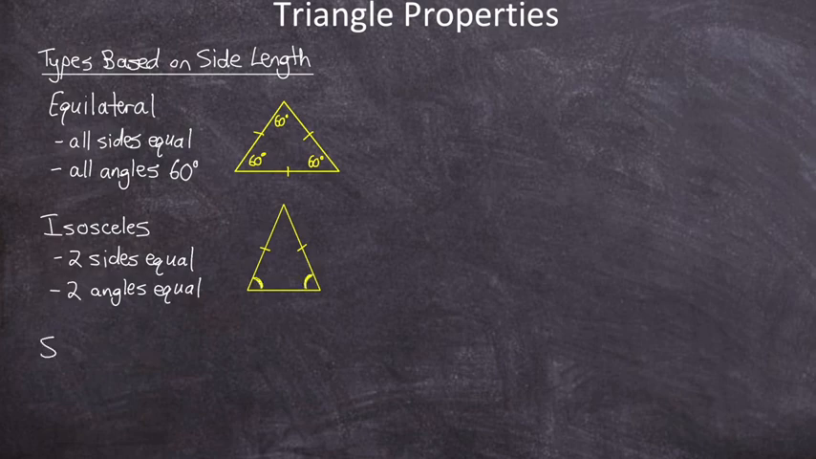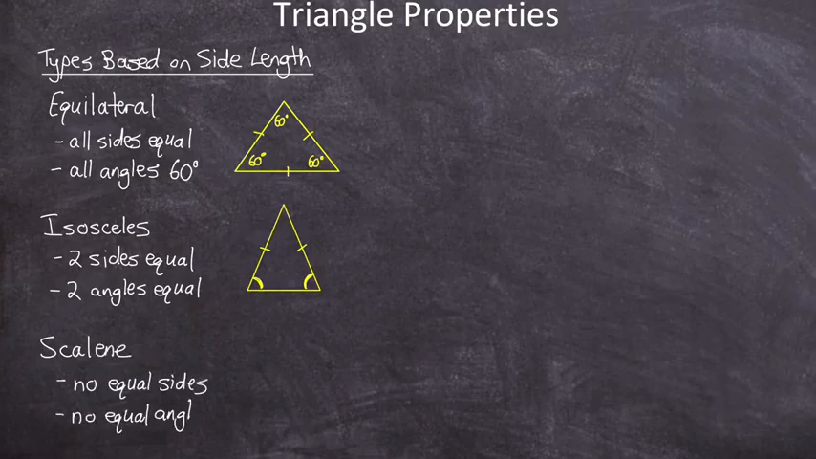And then the third type of triangle is a scalene triangle. Scalene triangles have no equal sides and no equal angles. And here's what a scalene triangle looks like, where all the sides are different lengths, indicated by these different amounts of dash marks on each side, and all of the angles are different.